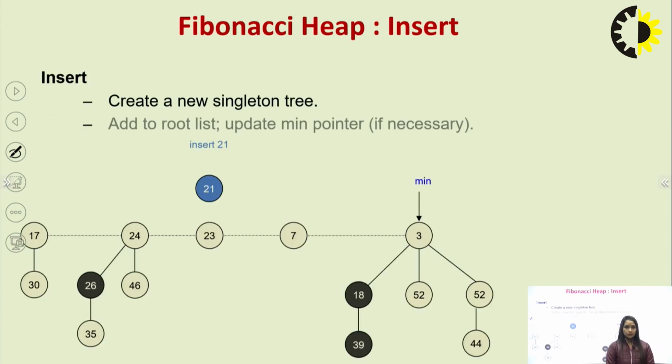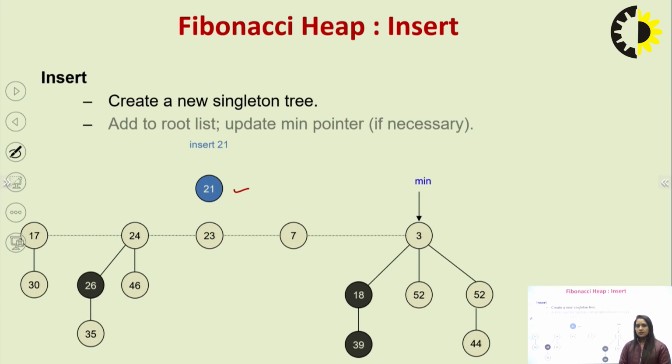Next is the insert operation of the Fibonacci heap. See, in insertion, let us say we have this existing heap. Into this we need to insert this 21. How do we add this 21 into this heap? We need to create a new single tree, meaning we have to add this 21 over here. But the question is where I have to mention this 21 in this existing heap.